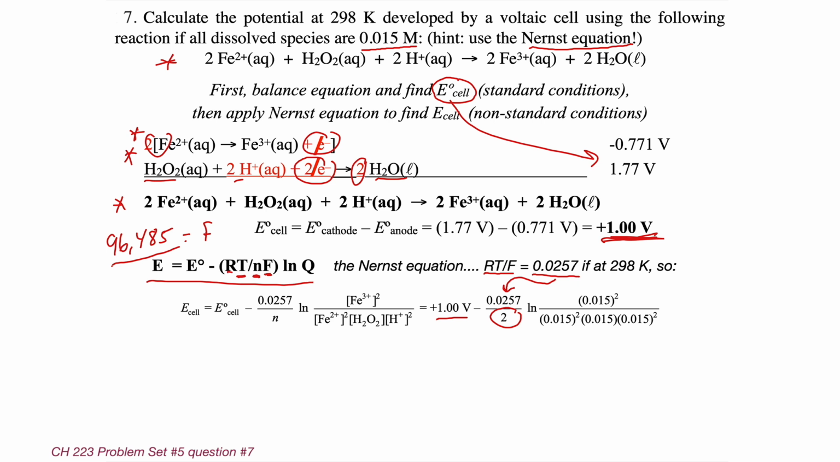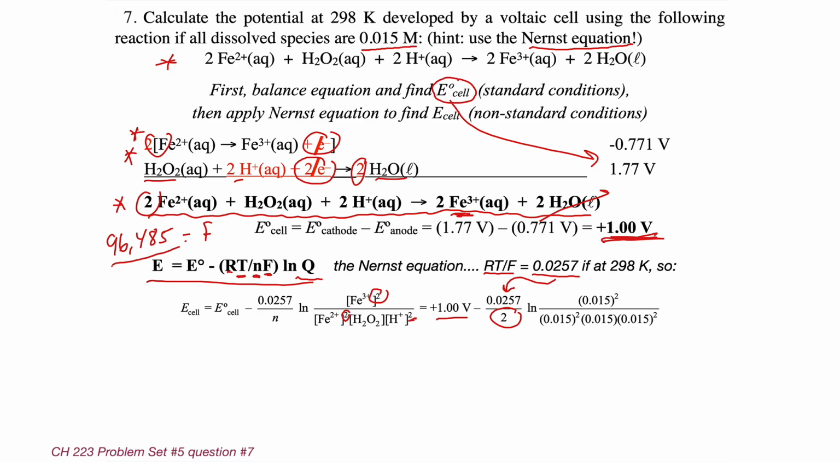Now, the last part of Nernst is Q, and that's the reaction quotient we saw in the equilibrium chapter. Reaction quotients are always products over reactants, just like all the equilibrium constants we've seen so far. If you go back to our balanced reaction up here, you don't include solids and liquids, so we don't have to worry about the waters. But you do have iron plus 3, and there's 2 of them, and you've got iron plus 2, and there's 2 of them. So you can see that's where that comes from. There's only one H2O2, but there's 2 H pluses, so we'll do that there.